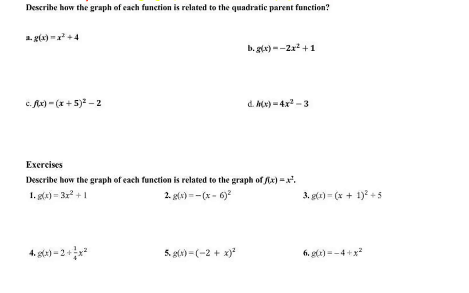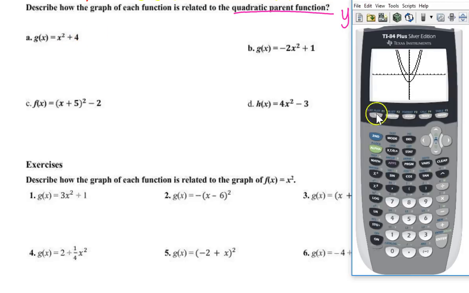Yet again, quadratic parent function. That's just y equals x squared. That's all that is there. So, I could kind of tell you, look, this a didn't change, and it's plus 4, so it's probably just going to move up 4. But what I want you to just practice doing is go to y equals. I already have the x squared there.